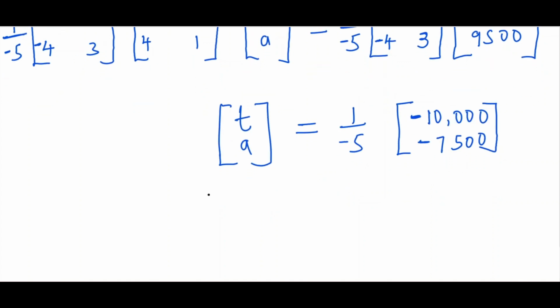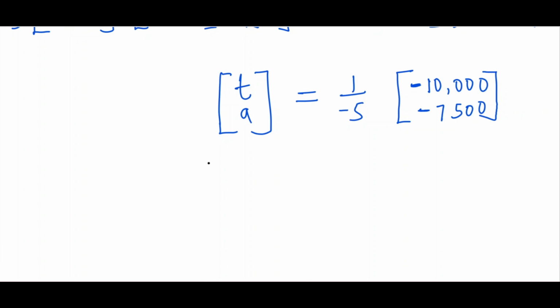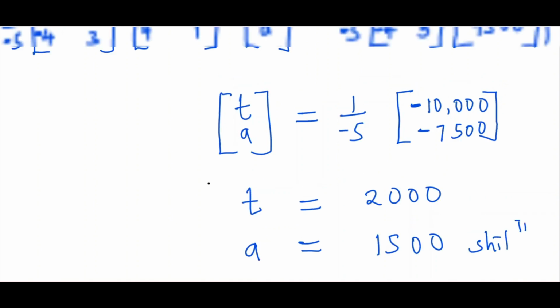Now let us complete our working to get the final answer. T will be 1 over negative 5 times negative 10,000, and this will leave us with 2,000 shillings. And A will be 1 over negative 5 times negative 7,500, which will give us 1,500 shillings. Now we know that the cost of hiring an artisan per day is 1,500 shillings, and the cost of hiring a technician per day is 2,000 shillings.